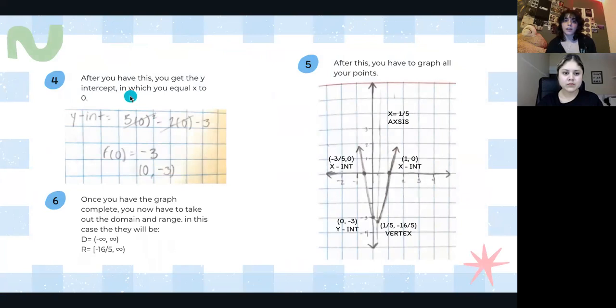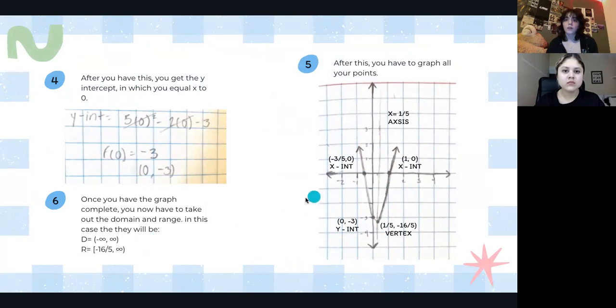After you have the x-intercepts, you have to find the y-intercept. And you do the same as linear functions. You just substitute the x with zero, and you get the answer. And then you have to graph it. And here you can see the axis of symmetry, the 2 x-intercepts, the y-intercept, and the vertex.